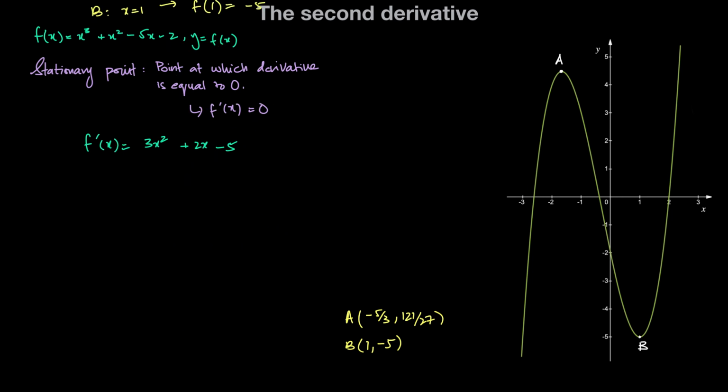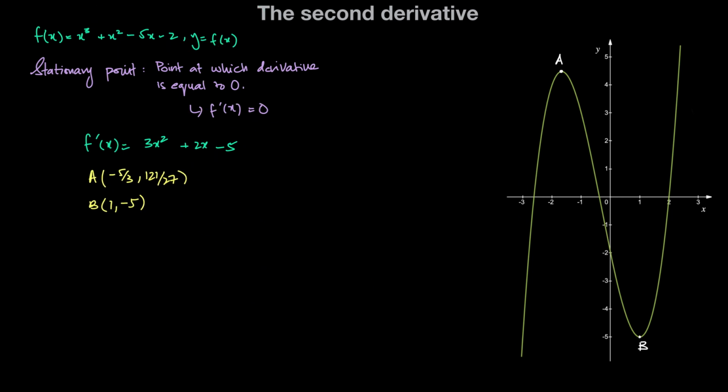So now let's talk about the second derivative. We can find the coordinates of the turning points by setting the derivative equal to 0, since they're stationary points. So the derivative would be equal to 0 when x is equal to negative 5 over 3 or when x is equal to 1. However, what we also notice here is that A and B are different types of turning points. A is what we call a maximum point, because points either side of A lie below A.